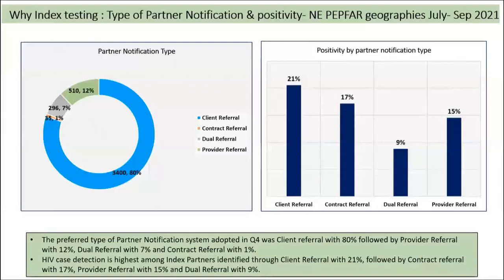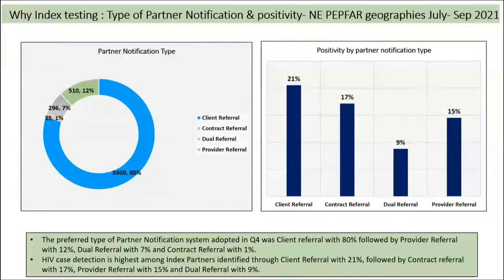Now I will briefly touch on why index testing is important. We are already doing partner testing and spouse testing to some extent at the facilities. This data is from the Northeast, where PEPFAR and CDC are working with the implementing partner ITAC. The data is for the July to September period, and we tried to understand the different partner notification strategies adopted by the clients.